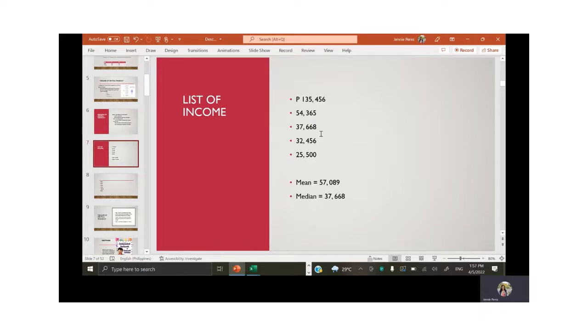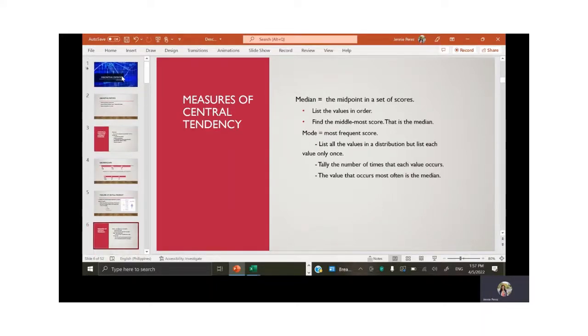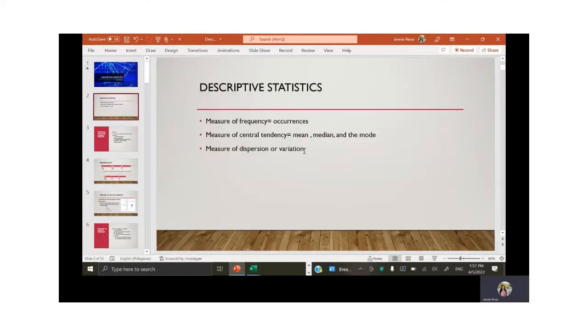That is one way of data screening. The measure of variation is used. This tells us how spread the scores are in our distribution. Kung gaano kabuhaghag yung mga scores sa distribution natin.